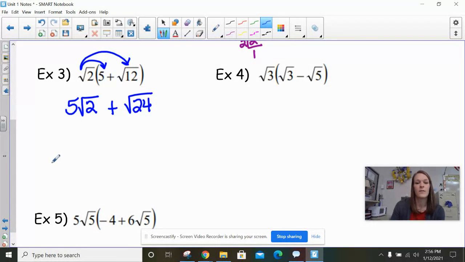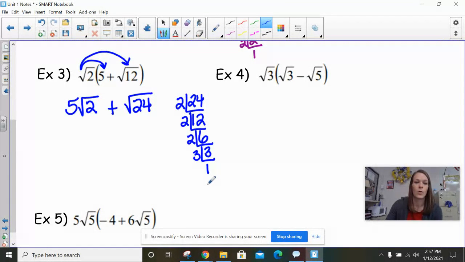Now you figure out what you can simplify. This will not simplify, but I know 24 probably will. So to the side over here, I'm going to divide 24 by 2 and get 12, divide by 2 again and get 6, divide by 2 again and get 3, divide by 3 and get 1. So there's a pair of 2's, and that's it.